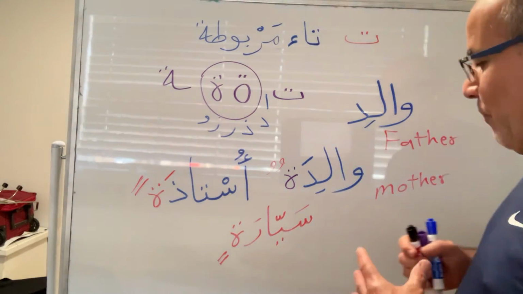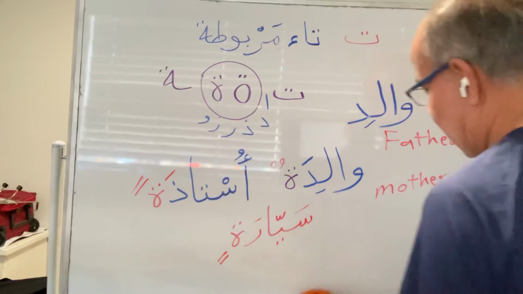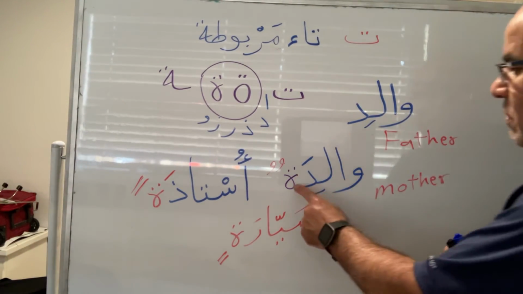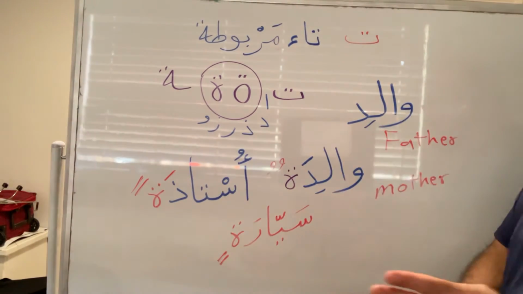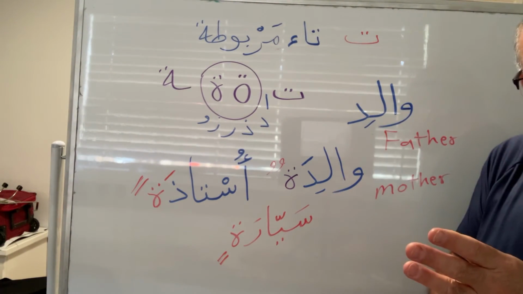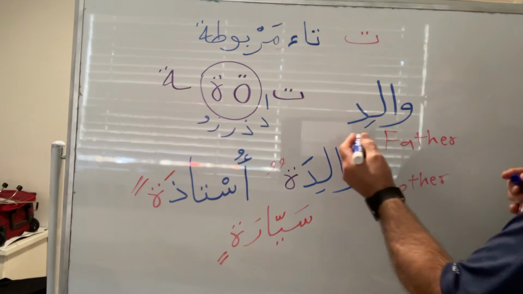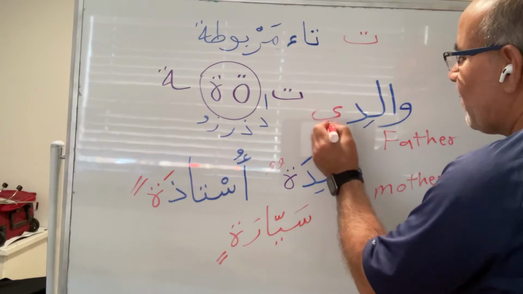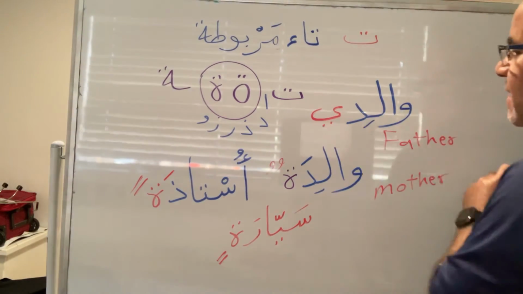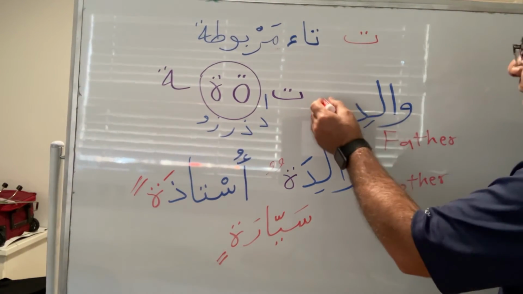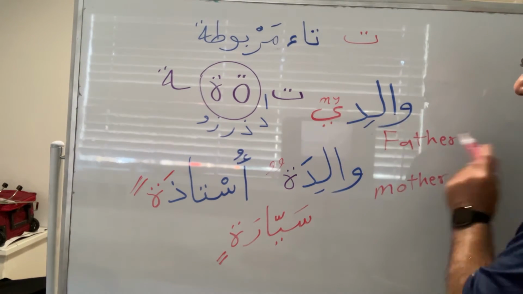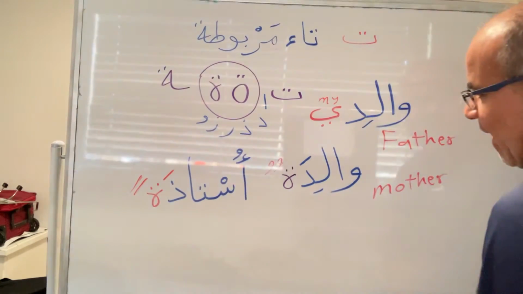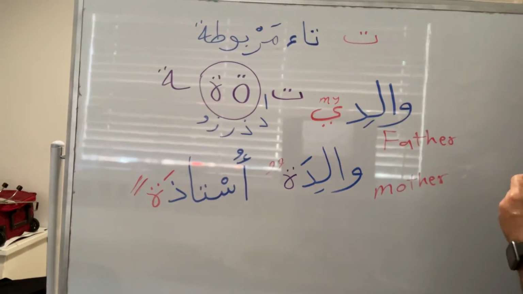Okay? Now, that's the pronunciation. Writing. We always write it like this unless we add a suffix to it. For example, if I want to say my father, I say walidi. Okay, you can review the possessive pronouns video. Walidi, my father. What about if I want to say my mother? Okay, here's walida. How am I going to say my mother?